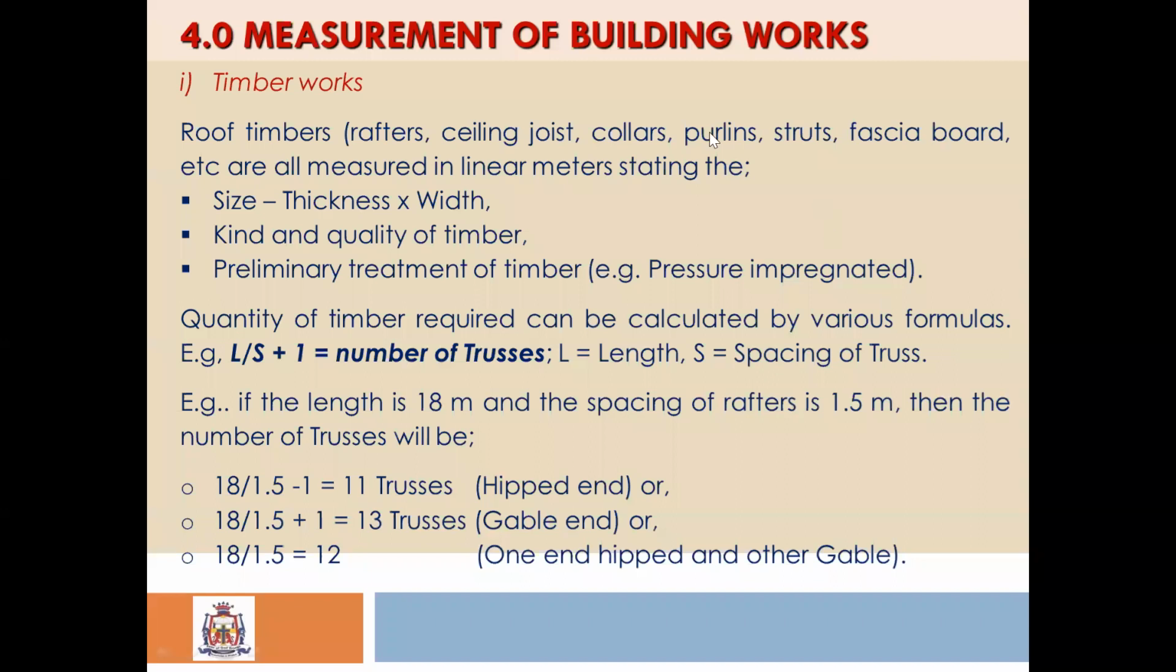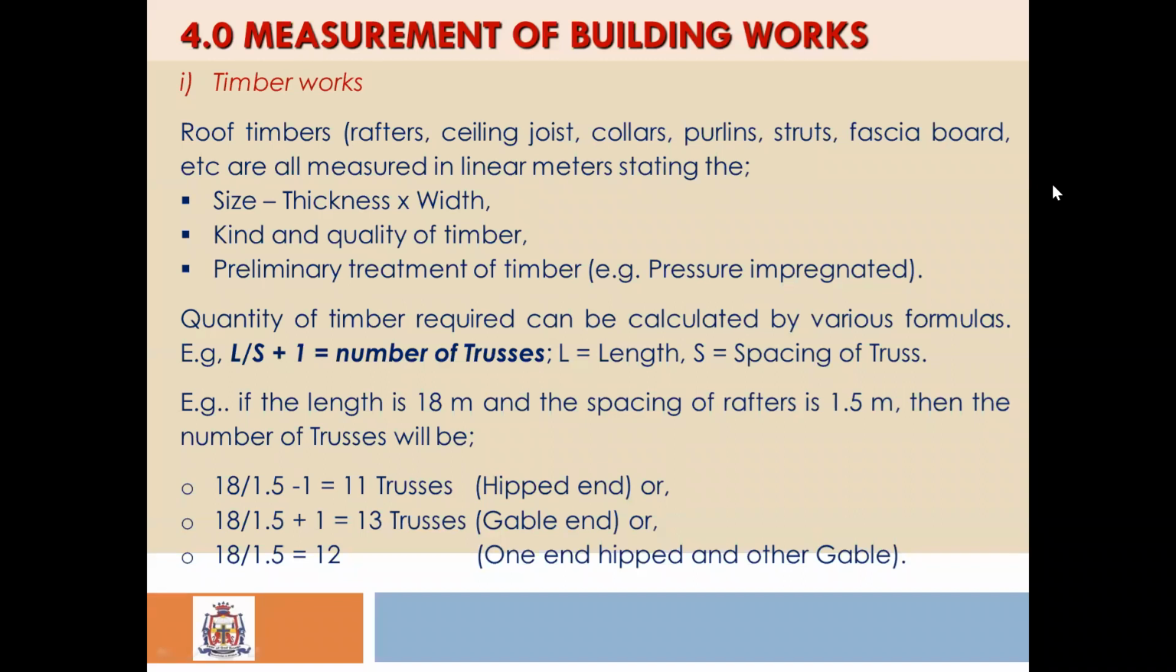The other day I said these descriptions are used by somebody who's bidding. Because if you don't tell him and he just assumes, he's likely to give you an expensive quotation or a cheap quotation. Then you also state the kind and quality of timber and then the preliminary treatment of timber. For example, some of the timber is pressure impregnated. So the quantity of timber required will then be calculated by the following formula.